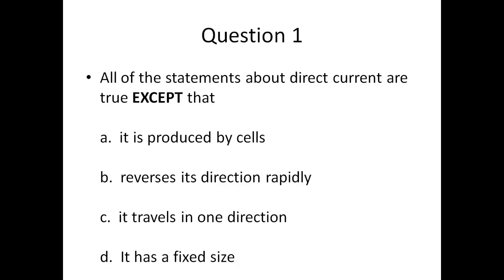Question 1. All of the statements about direct current are true except that A. It is produced by cells, B. It reverses its direction rapidly, C. It travels in one direction, and D. It has a fixed size.